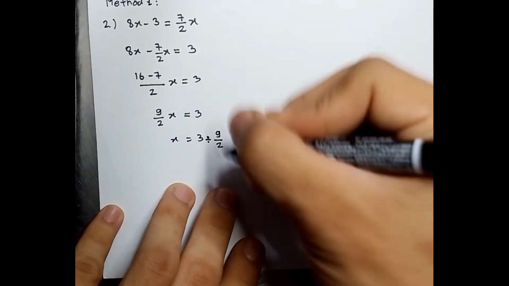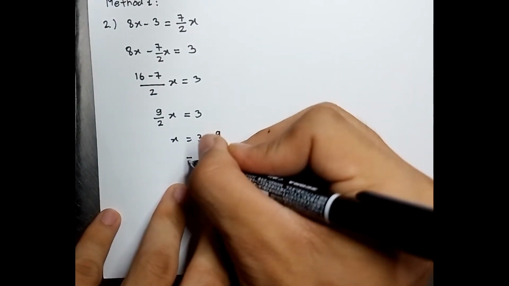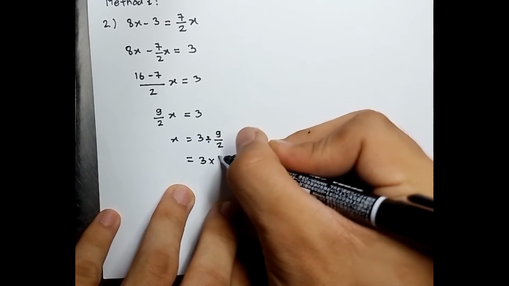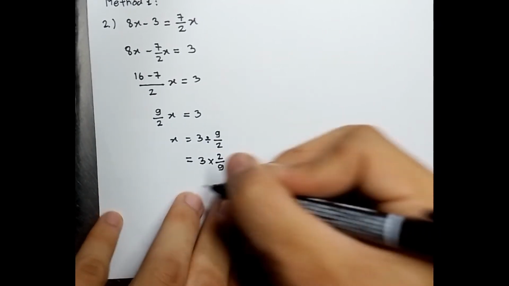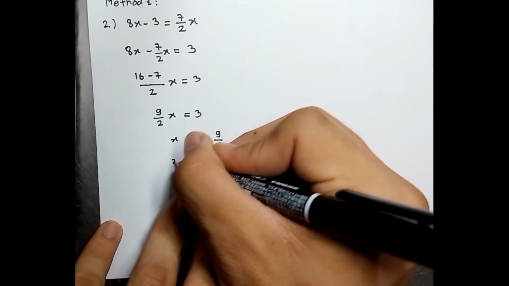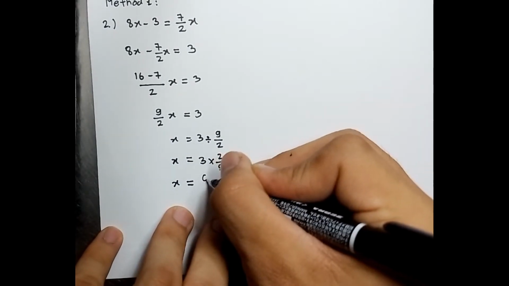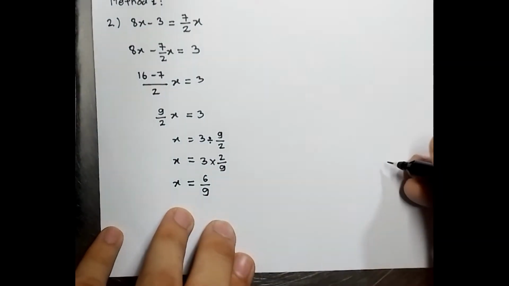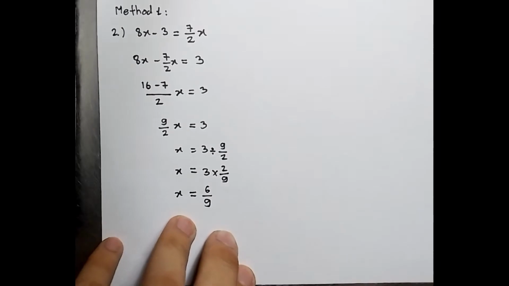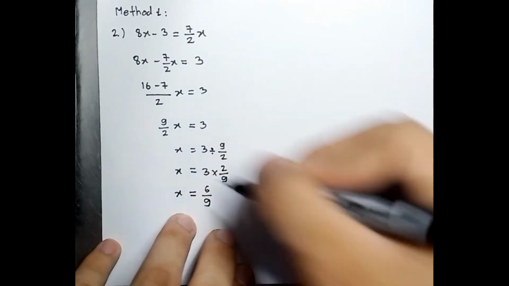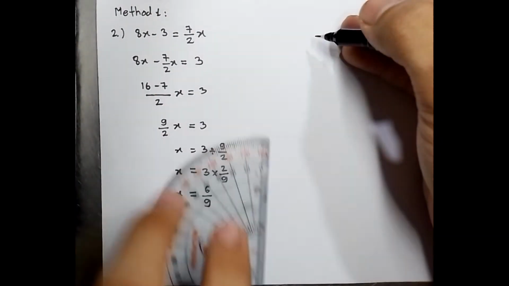Okay, so you know how this fraction will do? It will reverse to 2 over 9, and then we got x. Okay, 3 times 2 is 6. The 9s stay 9s right there, don't change anything. So here is the first method.